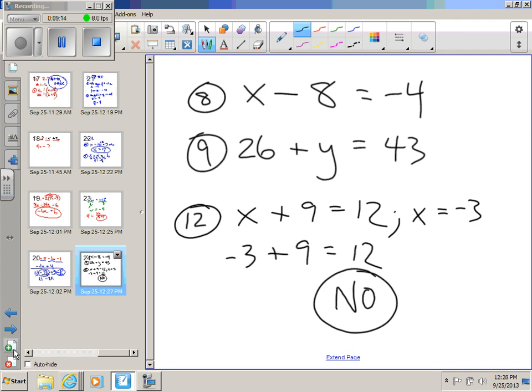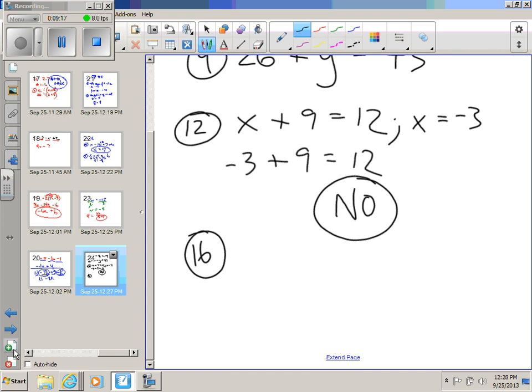16 through 19. Match the equation with the corresponding question. Then solve. So 16. N plus 3 equals 12 matches up with what word form? Chris? So you need to put C. And then you solve. What is n equal to? Yes, 9. Right, 9 plus 3 equals 12.